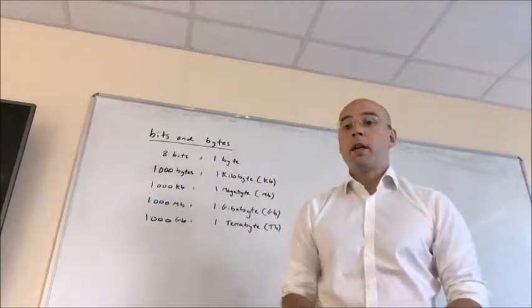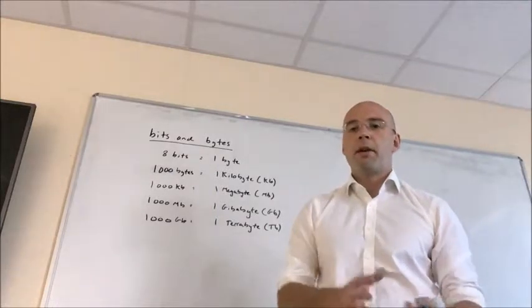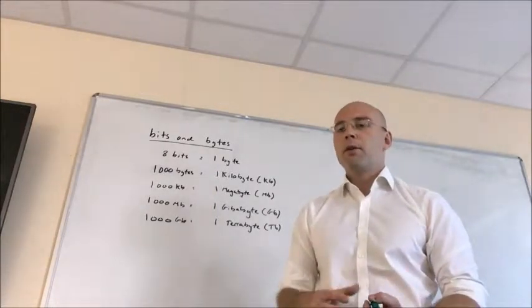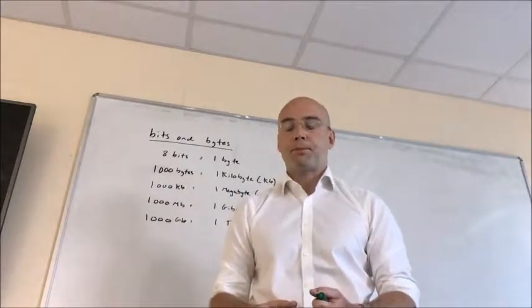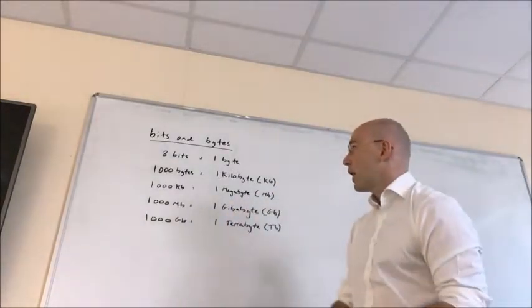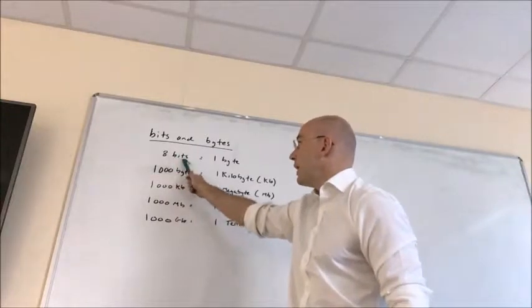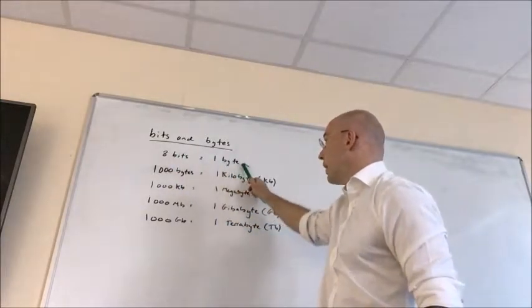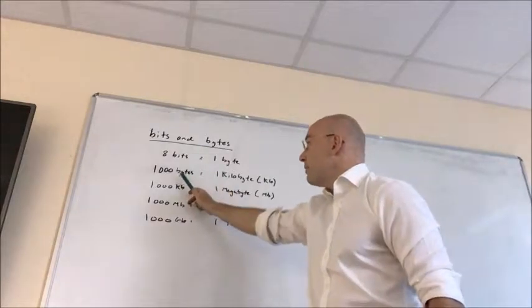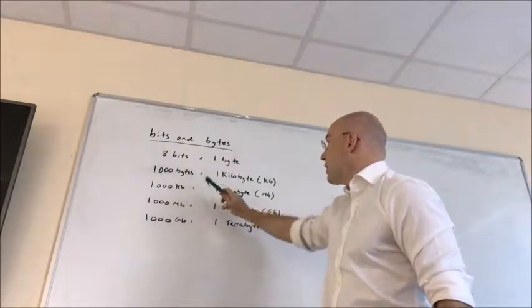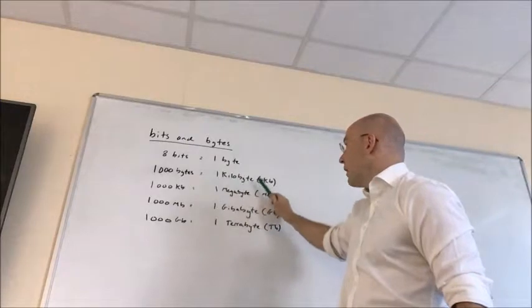In this tutorial we're going to look at bits and bytes and how they relate to each other. As you know, a bit is a binary digit, a single binary digit. And the first thing we need to know is that 8 bits is the equivalent of 1 byte. 1000 bytes is the equivalent of 1 kilobyte.